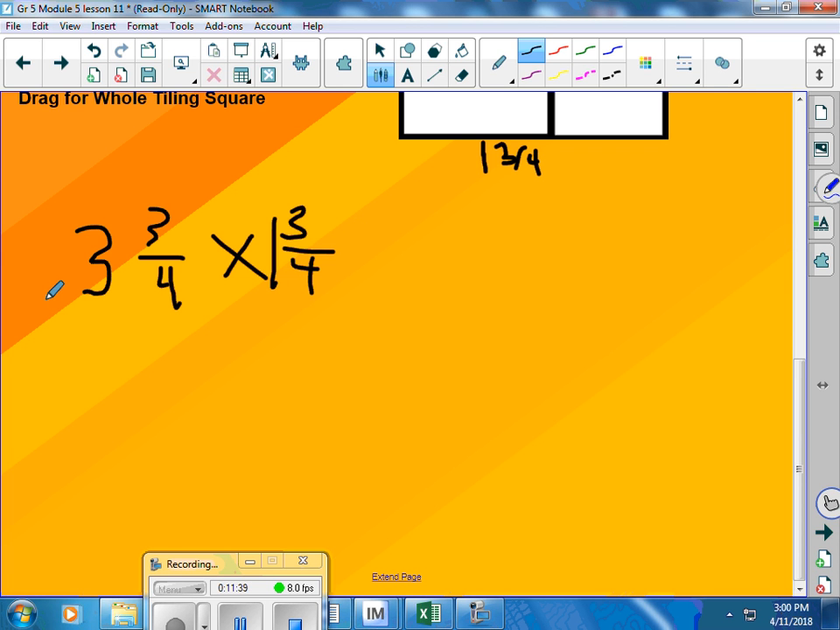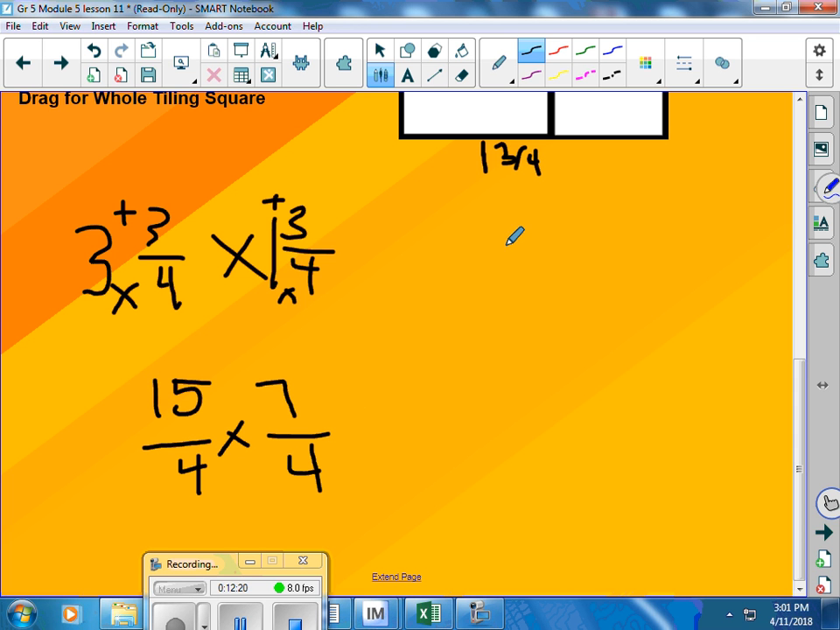What I need for you to remember is just that we need to turn this mixed number into an improper fraction. So I have 3 wholes, 4/4. So that would be 3 times 4. That would be 12. And then I have 3. So 12 plus 3 equals 15/4 times 1 times 4 equals 4 plus 3 equals 7.